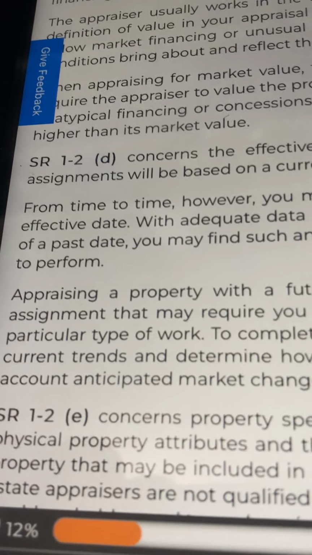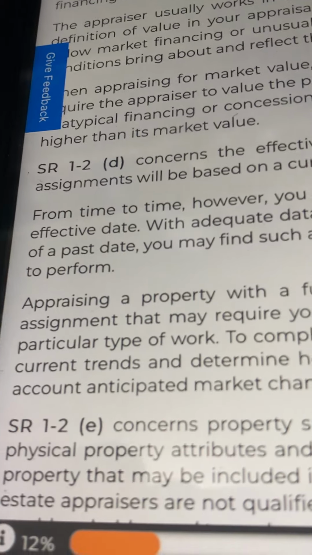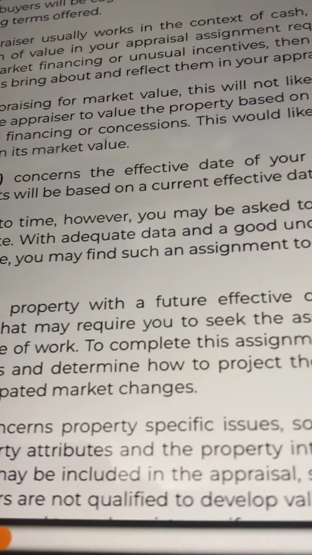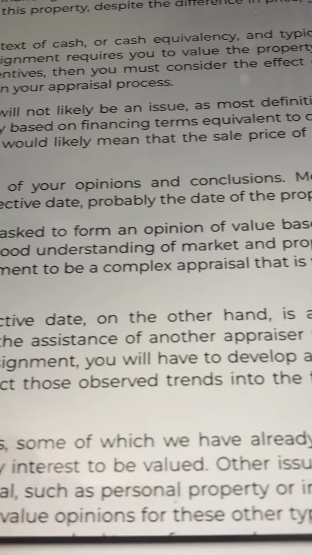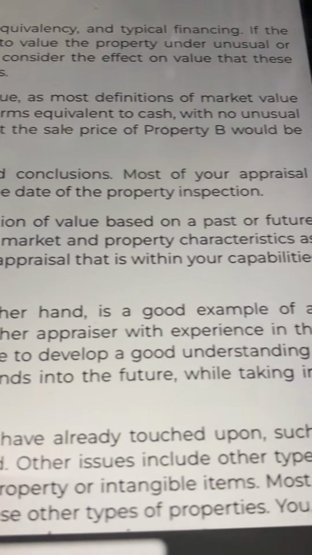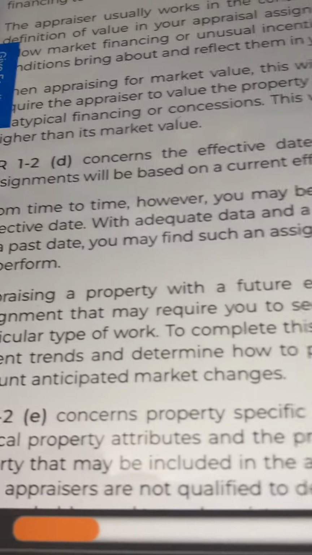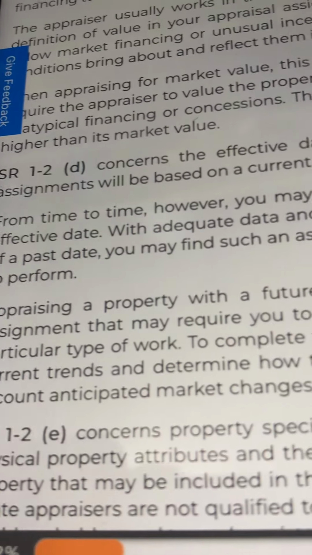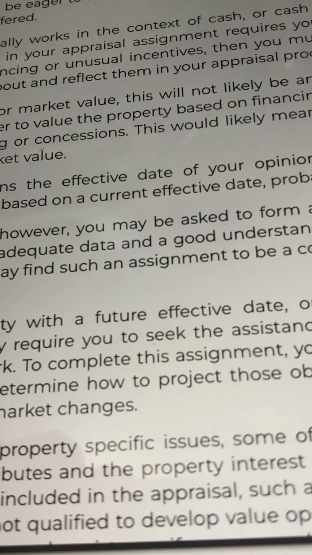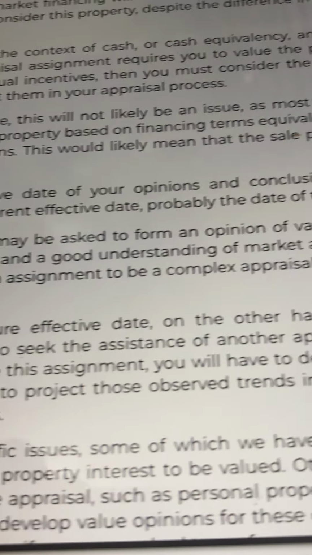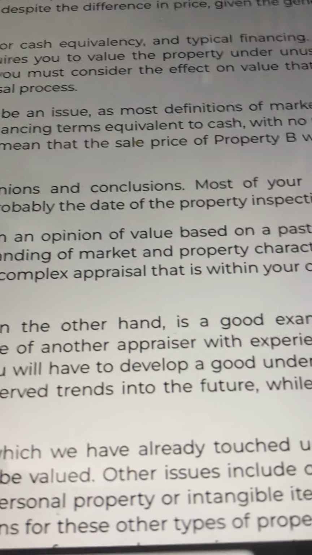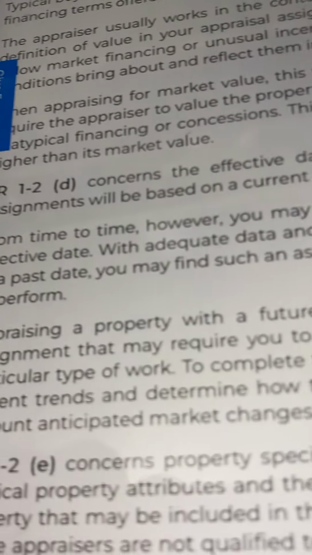This would likely mean that the sale price of property B would be higher than its market value. SR 1-2D concerns the effective date of your opinions and conclusions. Most of your appraisal assignments will be based on a current effective date, probably the date of the property inspection.